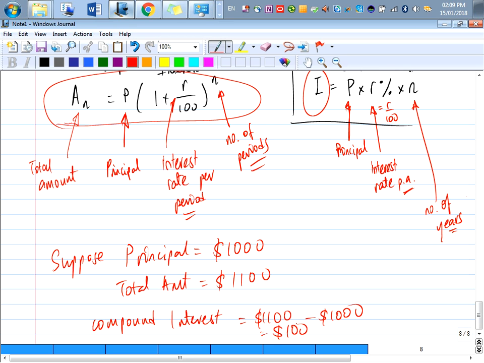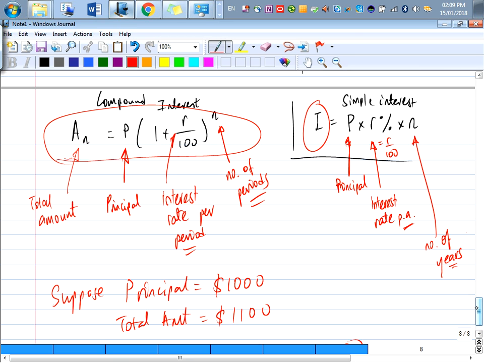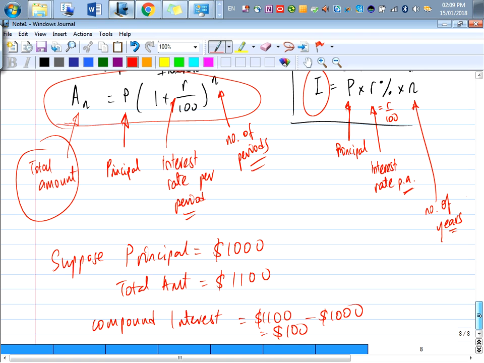I want you to know the differences between your compound interest and your simple interest. Okay, simple interest formula just gives you the interest. Compound interest formula gives you the total amount. So if you need to calculate the interest, you need to subtract the principal. Okay? Okay. Now let's go into an example to see how we can use this.